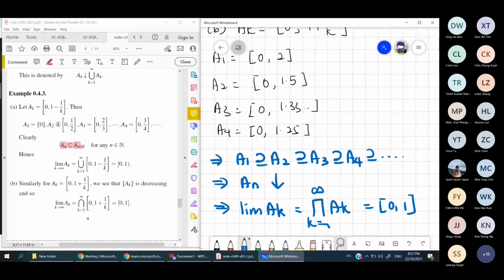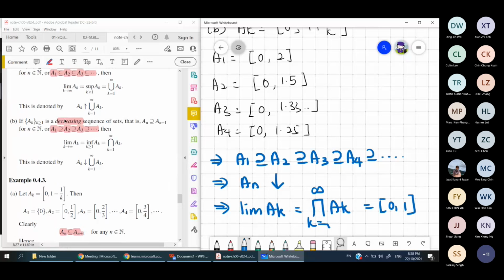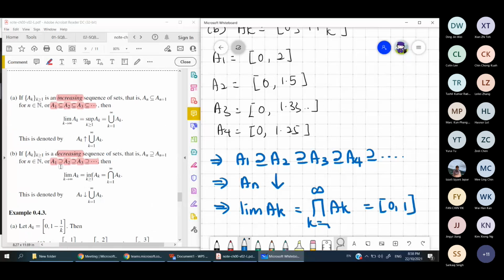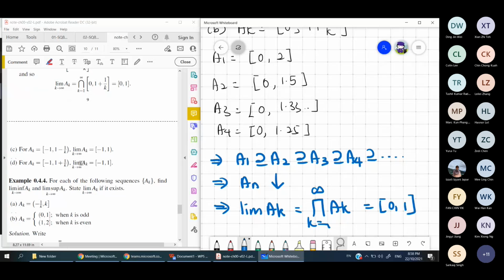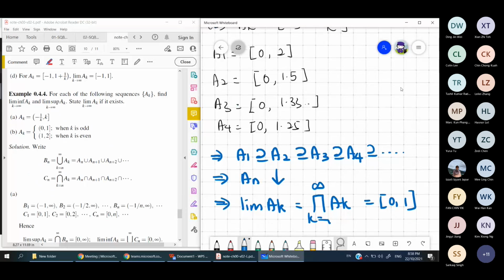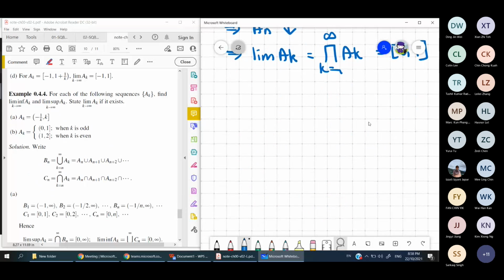This is a special case to compute. So this is for a decreasing or increasing sequence. For these two special cases, we can compute the limit directly by using these two properties here. Okay, we look at this one. This is a general case, which is neither decreasing nor increasing, so we have to use the definitions to compute the limit infimum and limit supremum.